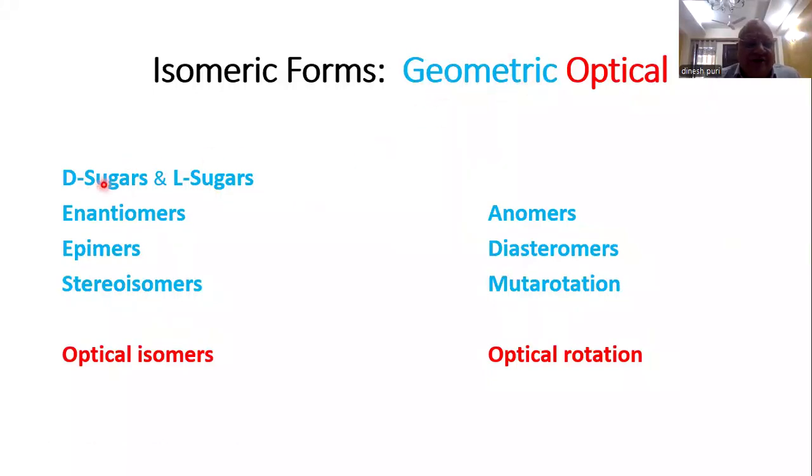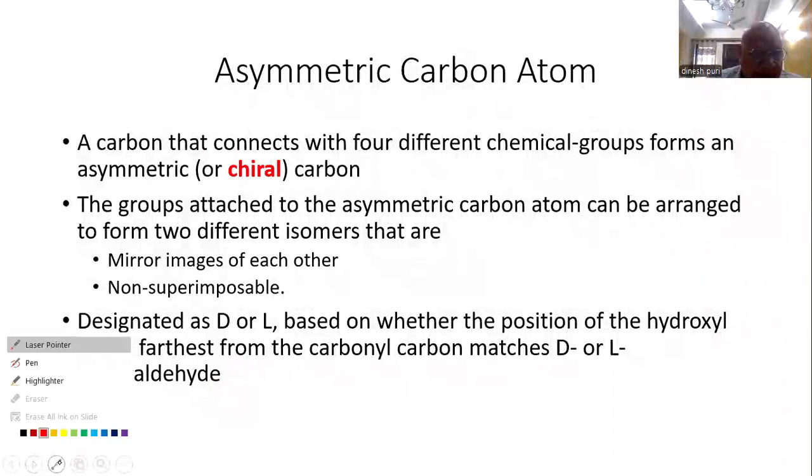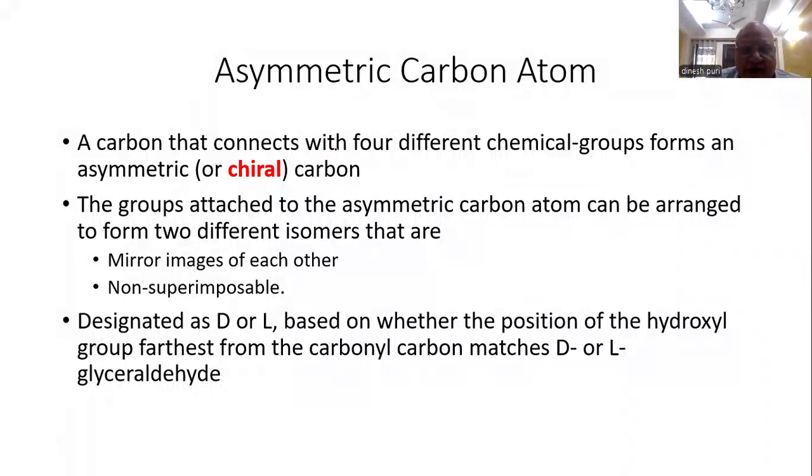Geometric isomers: the various types are there, often confusing, overlapping terms. In the rest of the lectures, I will try to get the meaning out of each and every term and to extricate them from one another. That will be my aim. To understand these various types of geometric isomers, it is necessary that we understand the term asymmetric carbon. What is asymmetric carbon? Asymmetric carbon is the one which connects with four different chemical groups.